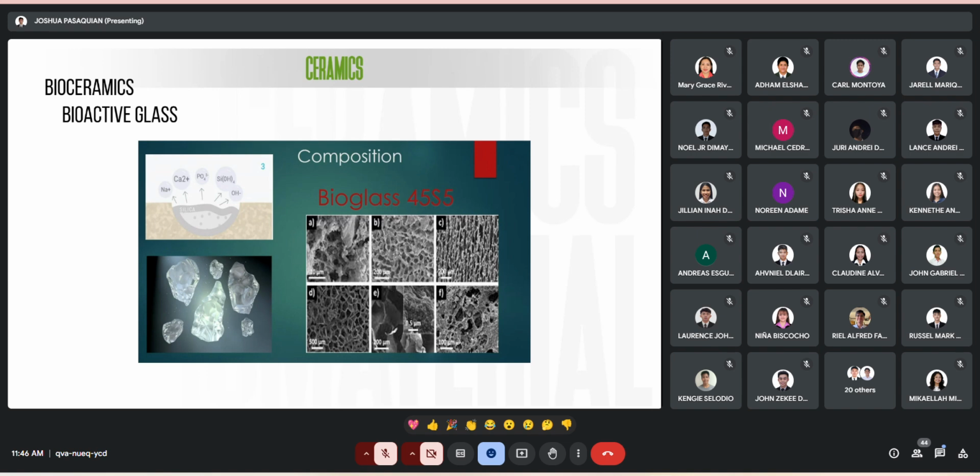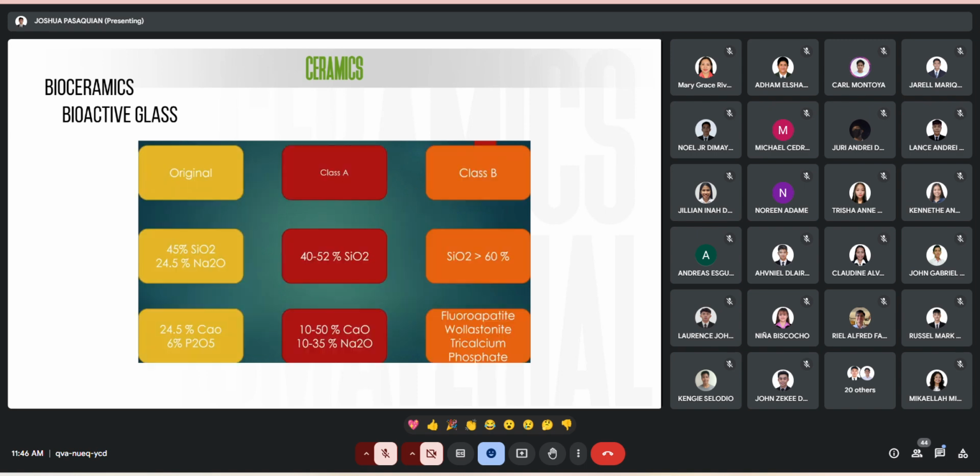It's called BioGlass 45S5. There are 3 generations of bioactive glass that were used: an original generation, Class A and Class B. The original generation contains 45% silicon oxide, 24.5% sodium oxide, 24.5% calcium oxide, and 6% phosphorus oxide. The other generations include these constituents. Bioactive glass may also contain biocompatible additives like fluoroapatite, wollastonite, which is a silica-based glass, and tricalcium phosphate. Sodium was thought to be an essential component, but sodium-free bioactive glasses have shown same levels of bioactivity.